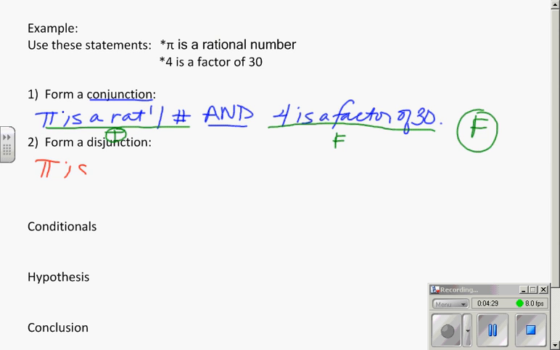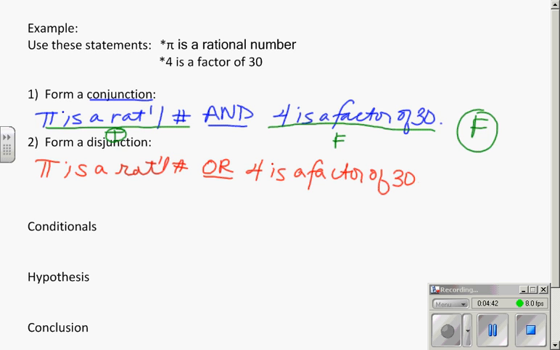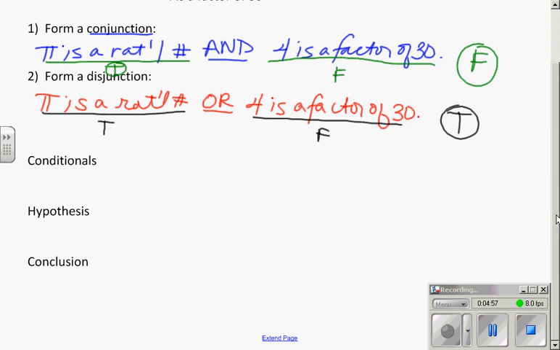But when I write it as a disjunction, pi is a rational number, or 4 is a factor of 30, excuse me. In this case, this is still true, this is still false, but the whole statement is true because disjunctions say one, the other, or both to be true.